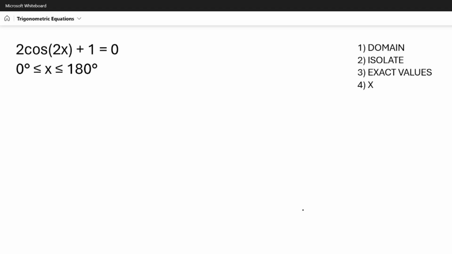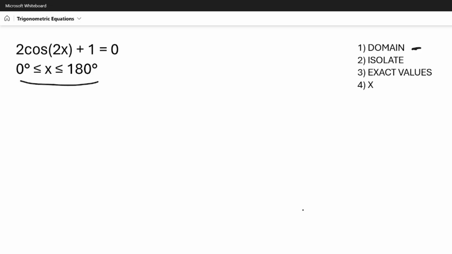Today, I'll be going over three types of trigonometric equations that are quite common in your Year 11 Methods coursework. Our first type of equation is 2 cos 2x add 1 equals 0 in between the domain 0 to 180 degrees. Now, our first step when tackling this question is to see if we can alter our domain.